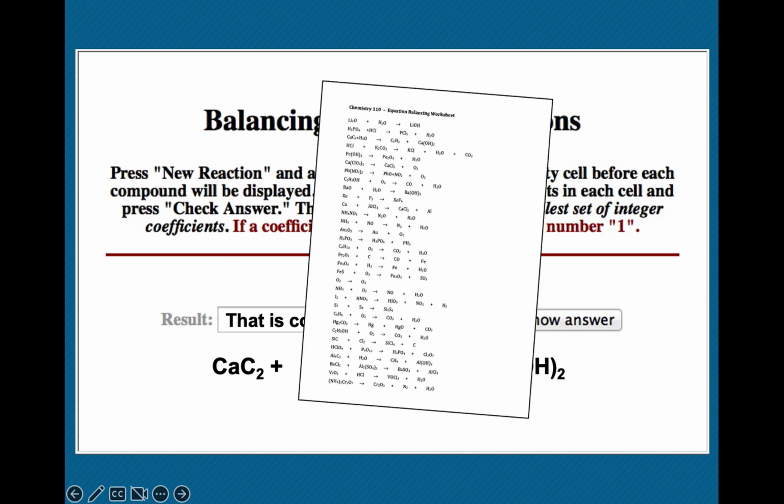There is a sheet on Blackboard called Balancing Equation Worksheet. No credit for this one, but there are just lots and lots of problems here. They're all of the same sort of difficulty that you would see on an exam. So a very nice way to practice. There's also an answer sheet. Any questions?